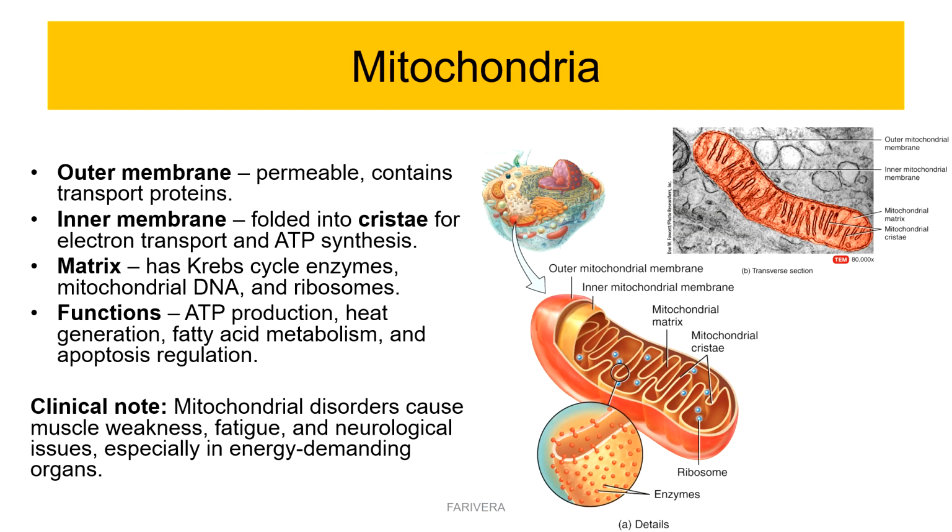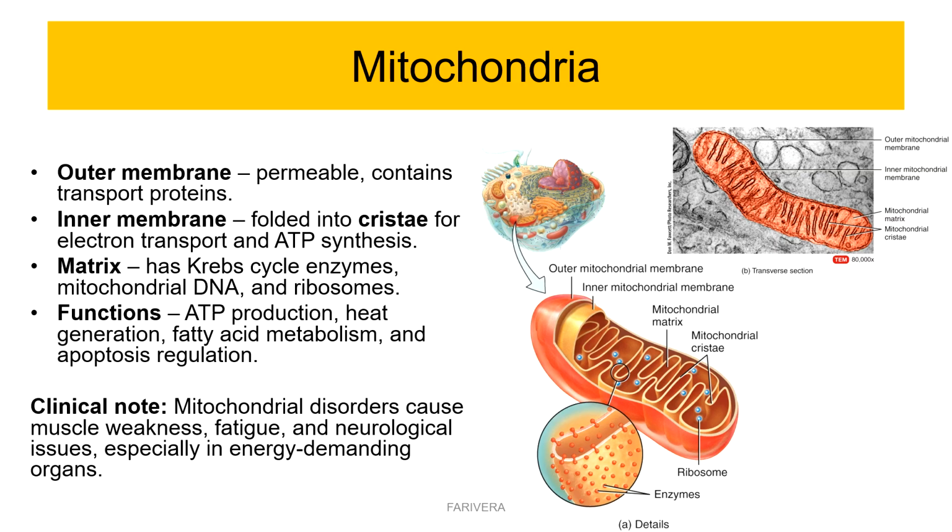Okay, so the mitochondria are closely associated with ATP production. The outer membrane surrounds the organelle. So the inner membrane is folded into cristae. These folds provide a large surface area for processes involved in energy production. So the matrix contains enzymes involved in the Krebs cycle as well as mitochondrial DNA and ribosomes.